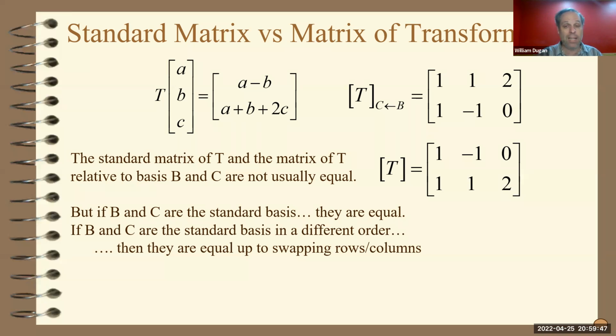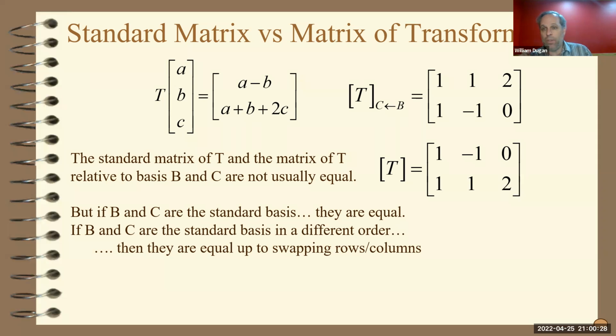But if B and C are the standard basis, then actually they are. So if all the bases used from Rn to Rm are the standard basis and in the order they're supposed to be in, then the matrix of the transformation from basis B to basis C is the same as the standard matrix. But if one of the bases is the standard basis with things flipped around, then the standard matrix and the matrix of the transformation are almost the same. It's just that rows are swapped or columns are swapped.